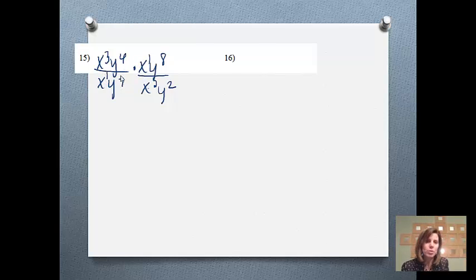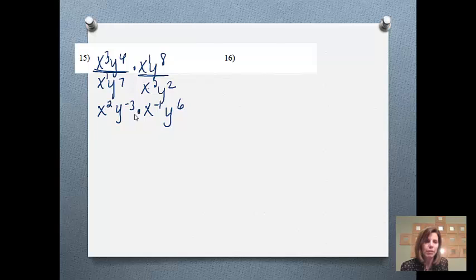Okay, first way, and this is personally my favorite way, but it doesn't matter. I am going to look at the divide signs, and I'm going to subtract. So for x, 3 minus 1 will be 2. And then 4 minus 7 will be negative 3. Then bring down that times sign. And then with my x's, 1 minus 2 will be negative 1. And then with my y's, 8 minus 2 will be 6.